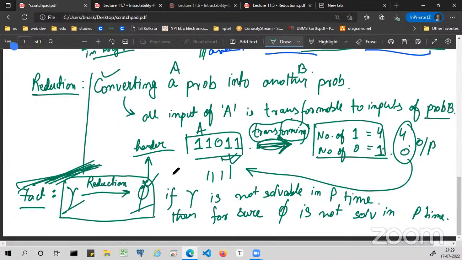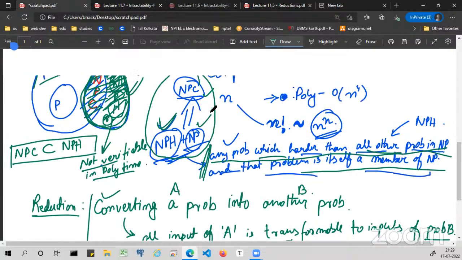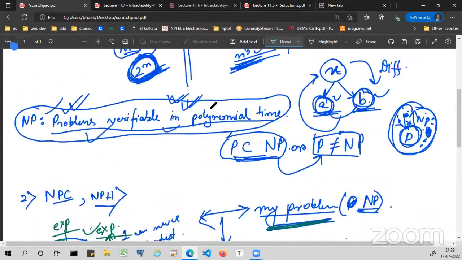Okay, so that was it regarding NP, NP-complete, reduction, and all those things. Any doubt in this, you may ask. Otherwise, we will just discuss the KMP algorithm now. I mean, the live coding.